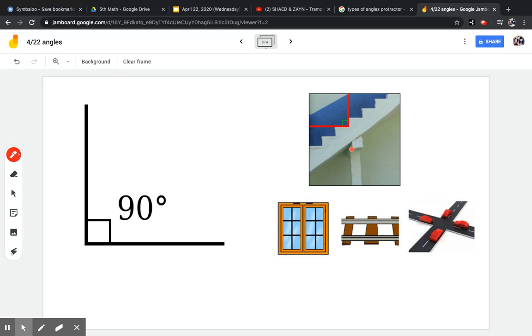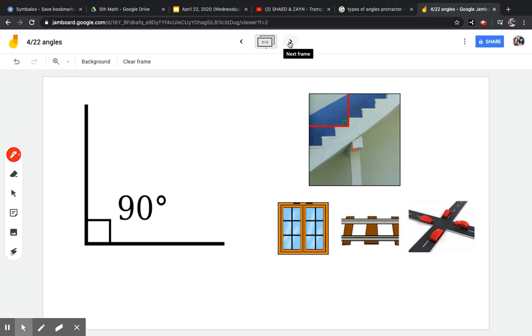The way that this wood was built is a 90-degree angle right there. All of these window panes, there are millions of 90-degree angles in this one picture. They're all over the place. The railroad tracks are 90-degree angles. And roads are 90-degree angles. Now, your job is to find a 90-degree angle in your house or around outside and send a video of it on Dojo.